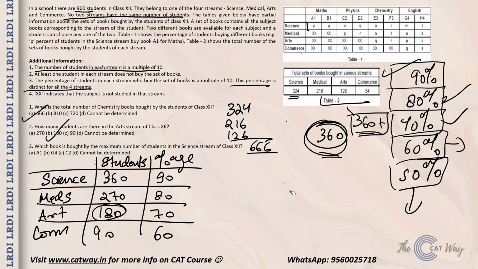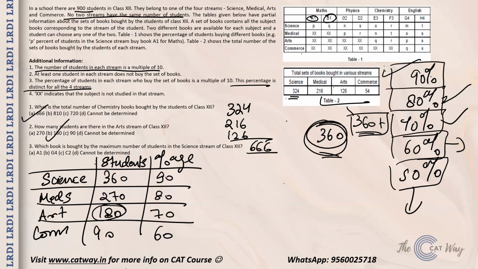So which book? Now we are talking about the book, right? So between A1, A2, I told you, right? That A1 could be bought by maybe 300, B1 is bought by only 24, but the total will be 324. Physics C2 can be bought by 200, D2 can be bought by 124. Similarly, E3 can be bought by 320 and F3 was bought by only 4. So now we have to identify which particular book was bought the most, right?